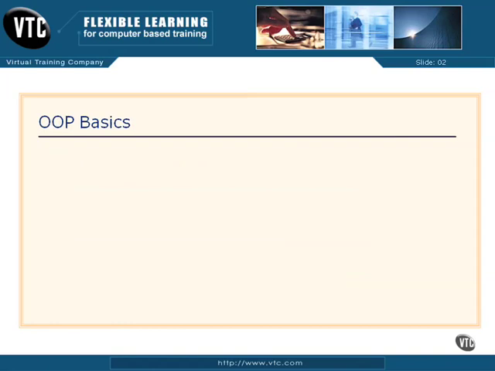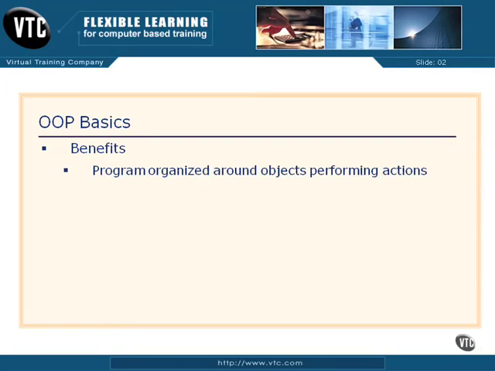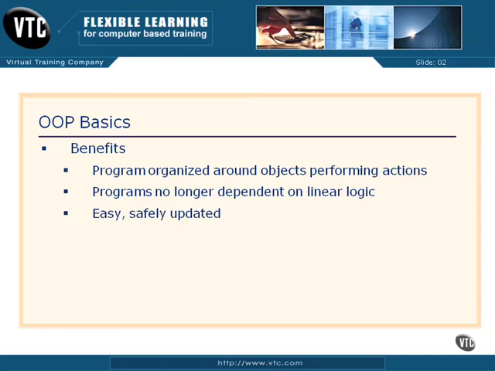So with object-oriented programming, the benefit is that the program is organized around the objects performing the actions. The program does not have to run in any particular order. There can be lines in the program that never get run in a 2-3 hour period, or all day even. The programs are no longer dependent on linear logic. We don't have to run certain things just to get to a point to be able to do something in our program. And these last two or three are the really big benefits.